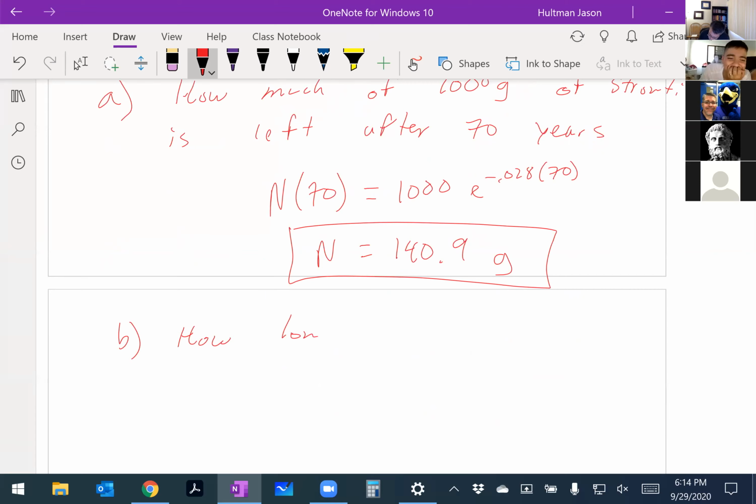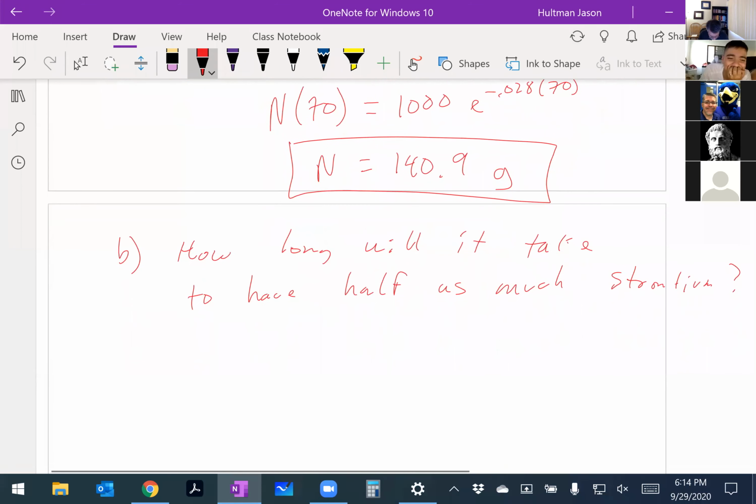Okay, part B. How long will it take to have half as much strontium? To have half as much strontium.